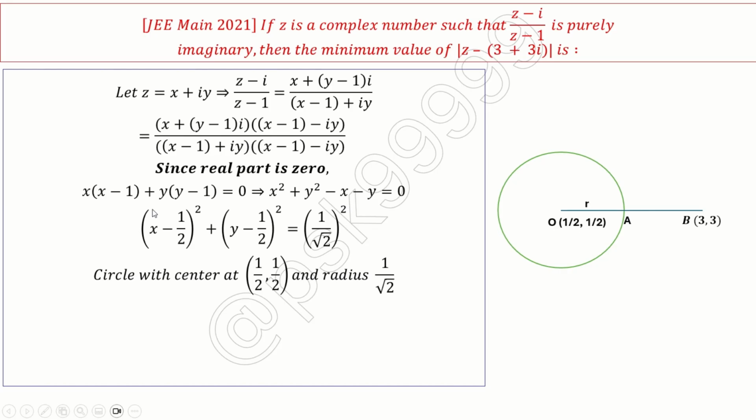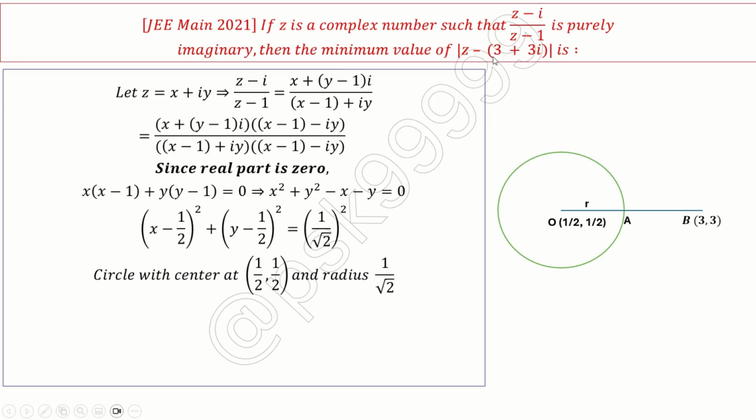What is the meaning of this equation? This equation is center at 1 by 2 comma 1 by 2 and a radius, that is OA. OA is radius. Radius is 1 by root 2. Okay. This is what is the meaning. And x comma y is on the green line here, the circumference of the circle.